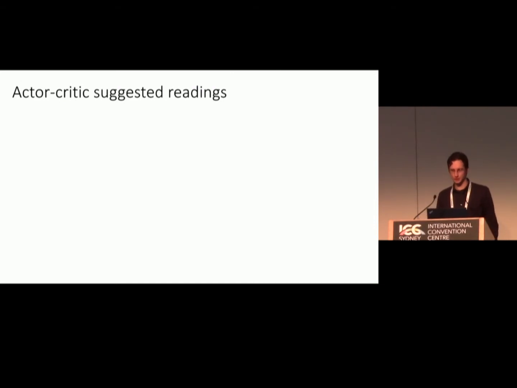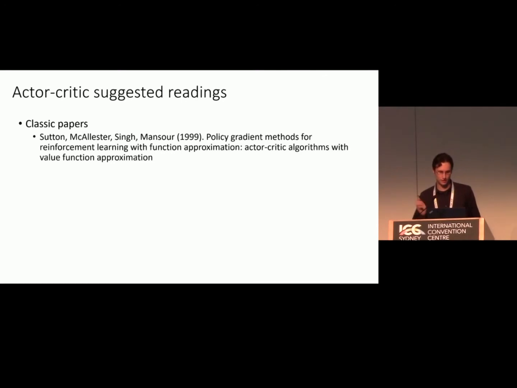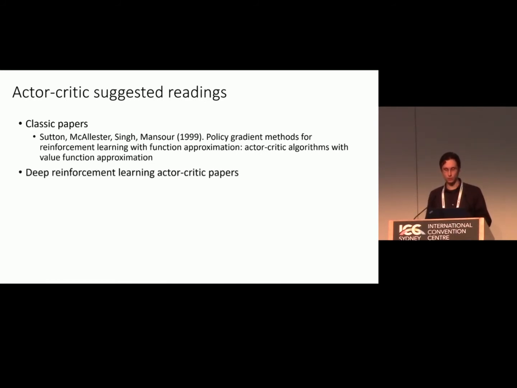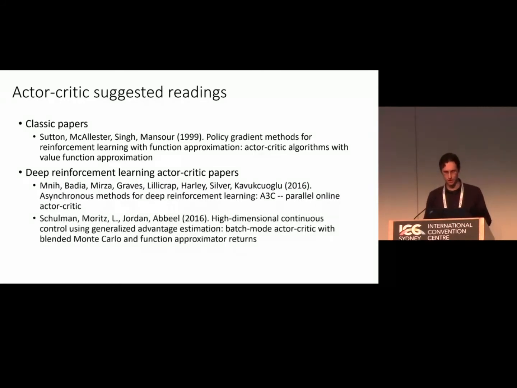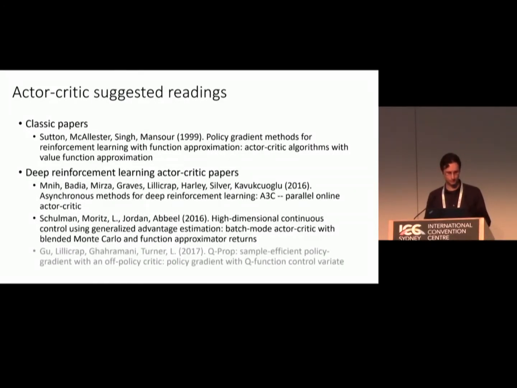All right, a few suggested readings. So here are some classic papers on actor-critic algorithms. This is a paper that talks about actor-critic algorithms and also talks about the temporally decomposed policy gradient approximator. Some more recent deep reinforcement learning actor-critic papers. This is the A3C paper, which has the parallel online actor-critic. And this is the generalized advantage estimation paper, which talks about a batch mode actor-critic.